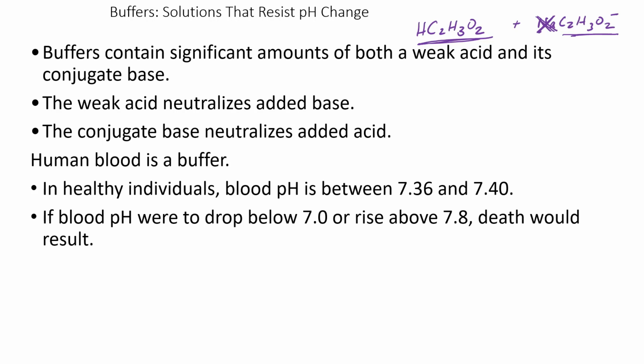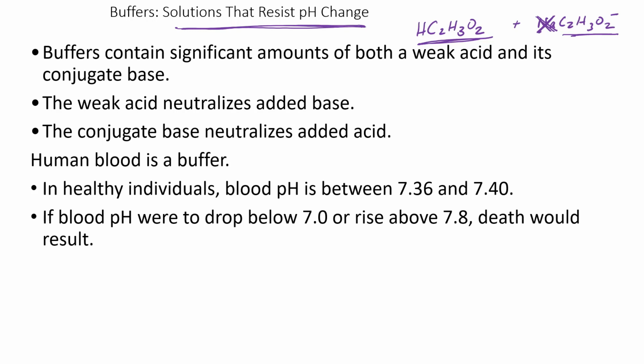And the weak acid can neutralize added base, and the conjugate base can neutralize added acid. So it helps us maintain a pH level in a system. And that's what buffers do. They resist pH change for a certain given amount of time. And it's really important in biological systems because if our blood and stuff wasn't buffered, anytime we drank orange juice, our pH would just drop significantly.